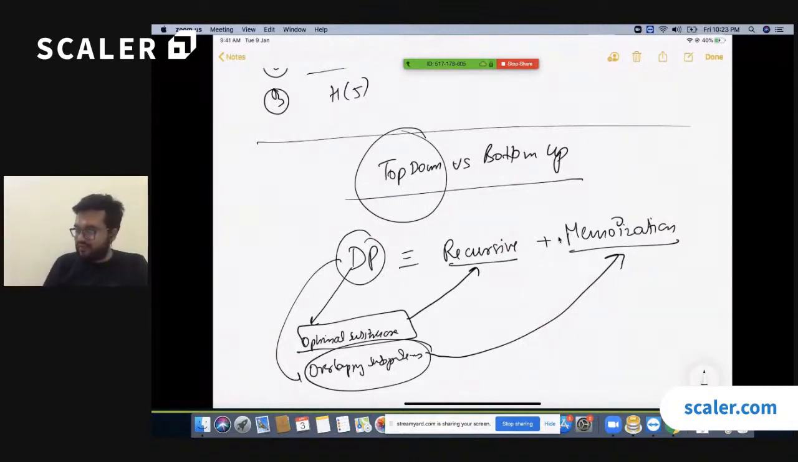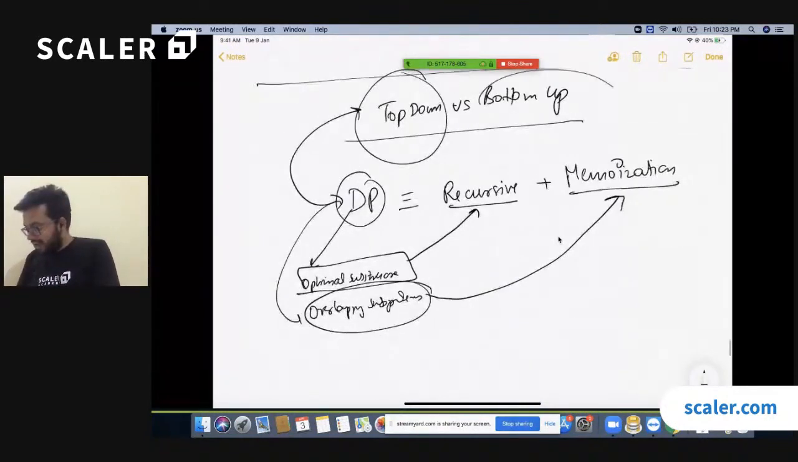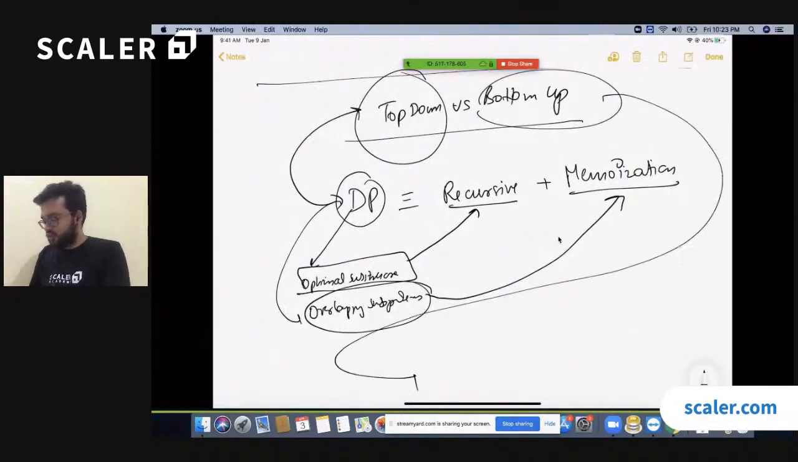This is something that we call a top-down approach: you just write the recursive code and throw in memoization, because in the recursive tree you will be seeing a lot of duplicate states. So this is one way of solving a DP problem. The other way is the bottom-up approach.